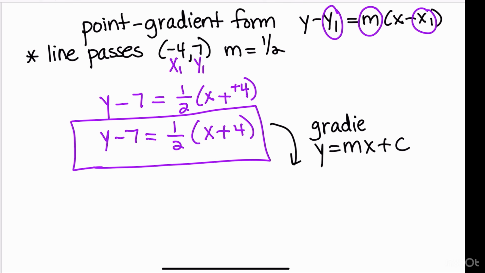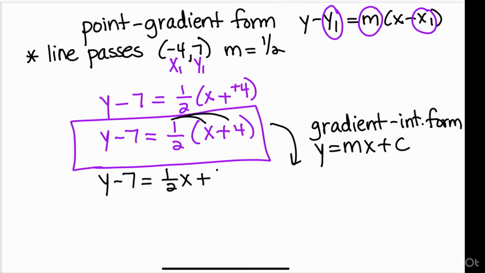Can I change this to y equals mx plus c form, which is called our gradient intercept form? It's what used to be called slope-intercept form. So now it's gradient intercept form. And the answer is yes. If you want to get the y by itself, you're going to have to distribute and then combine like terms. So y minus 7 is equal to 1/2 x plus 1/2 of 4 is 2.